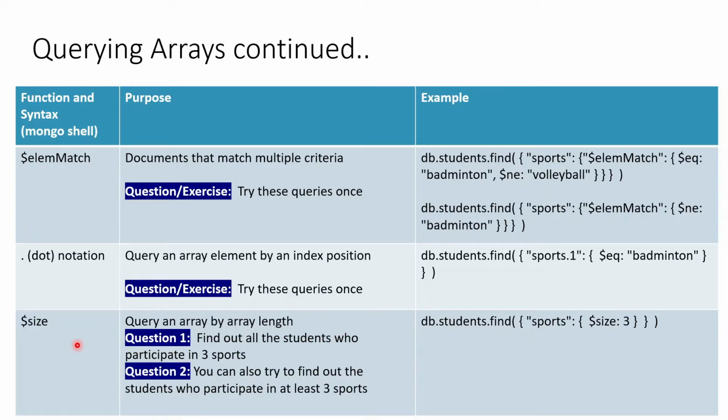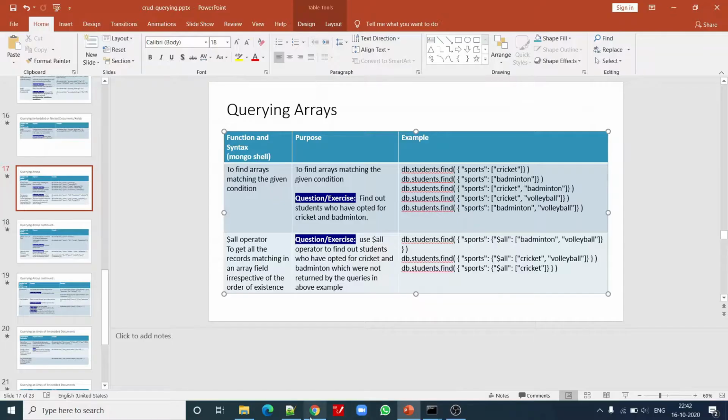So that kind of query can also be done using the $size operator. If you look at the right hand side, this query will return all the students who have opted for three sports, right? So you can attempt these questions. Now let us look at the querying part of this.